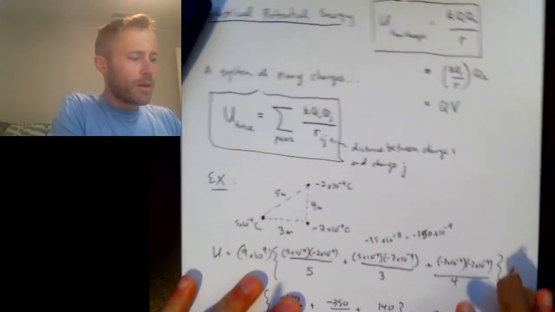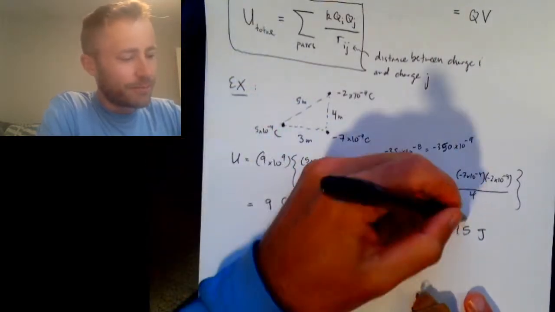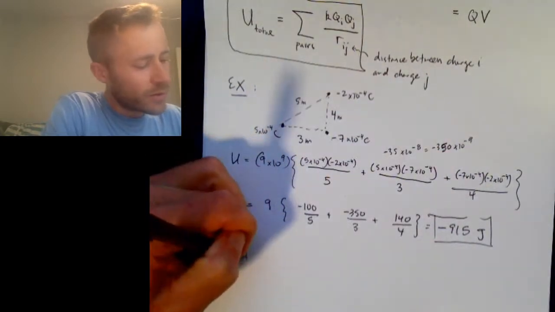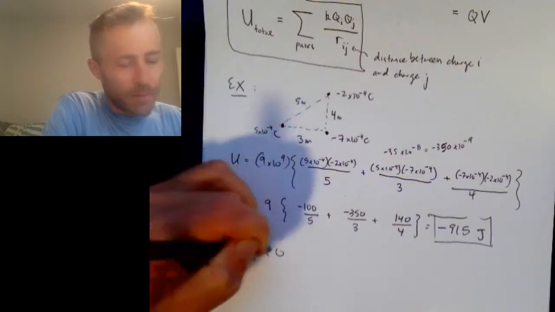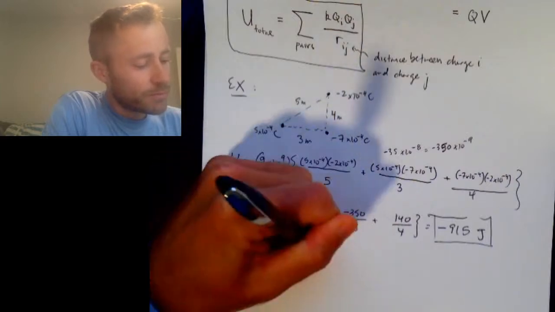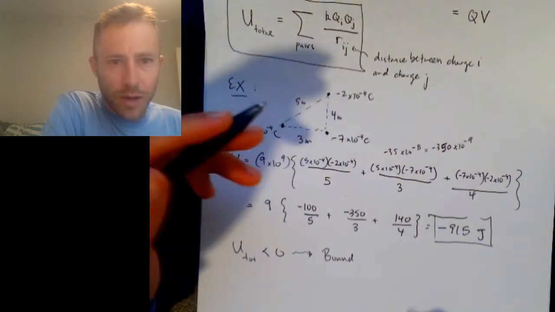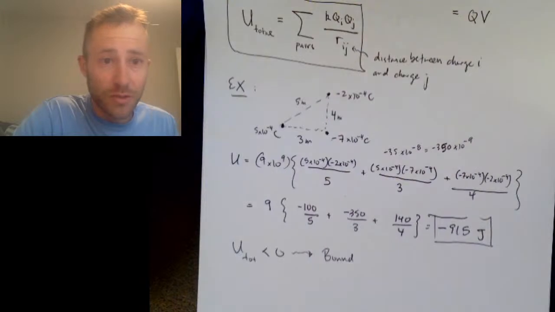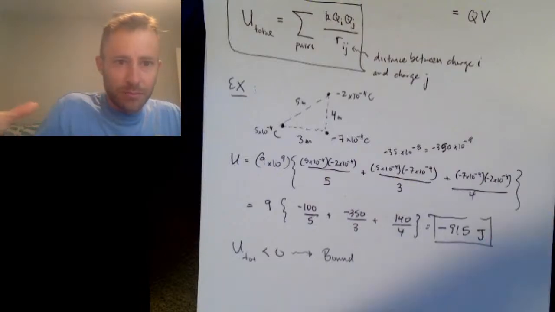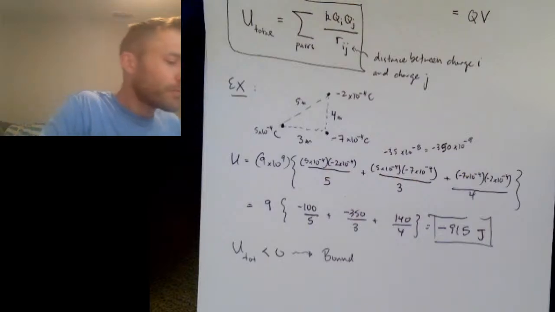Okay? So the fact that it is negative, so if your total electrical potential energy is less than 0, then that implies that you have what is called a bound system, meaning that the system is going to stay together. If you were to let it go, it's going to remain stuck together there without the addition of energy.